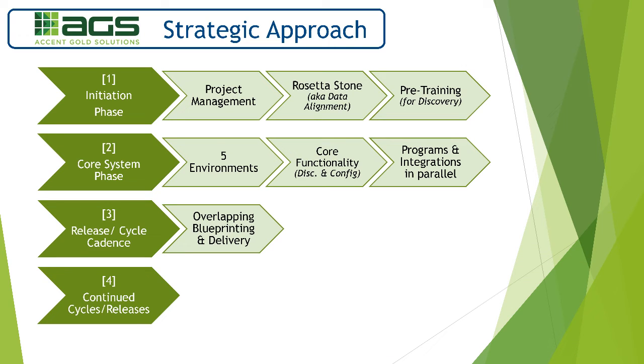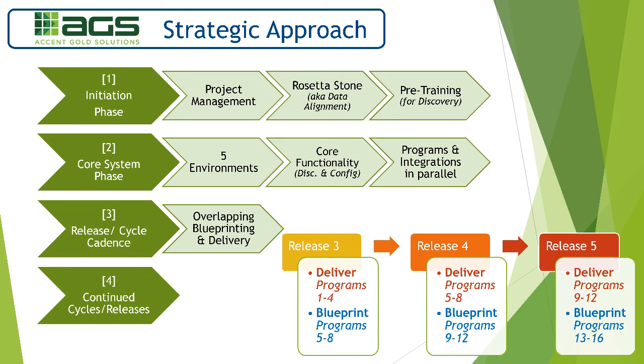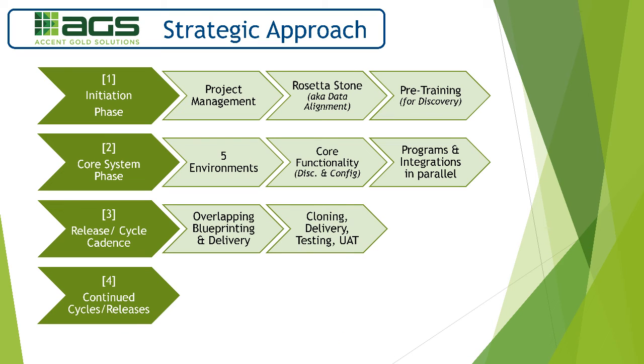We then begin having our blueprinting and our delivery take place in an overlapping manner. That means, let's say in release number 3, we're delivering programs 1 through 4, but at the same time, we are doing blueprinting and discovery for programs 5 through 8. And then in release number 4, we deliver those programs, and we're now blueprinting 9 through 12. That makes sure everyone is involved and everyone is optimizing their speed.